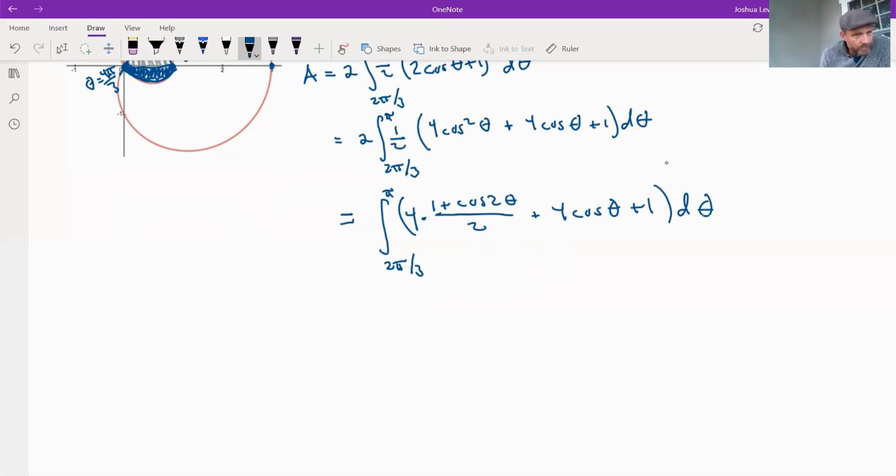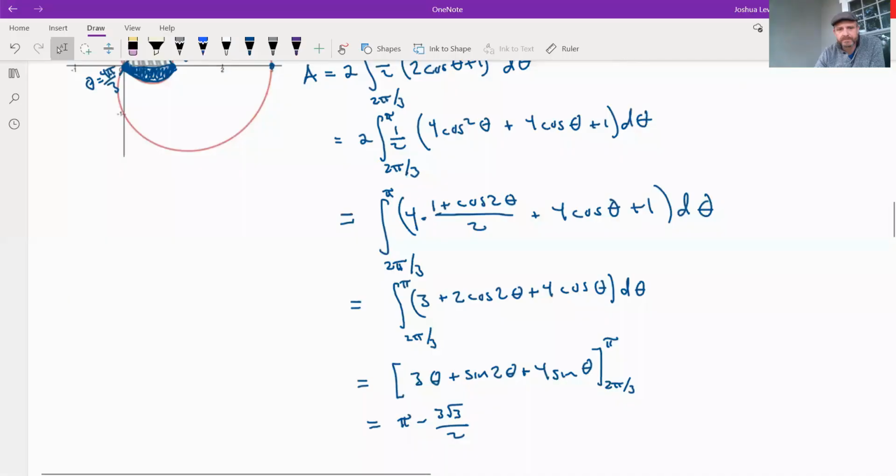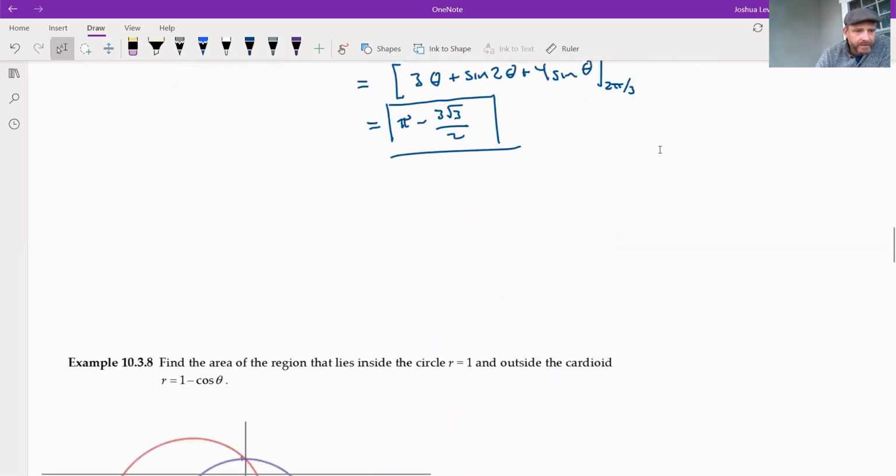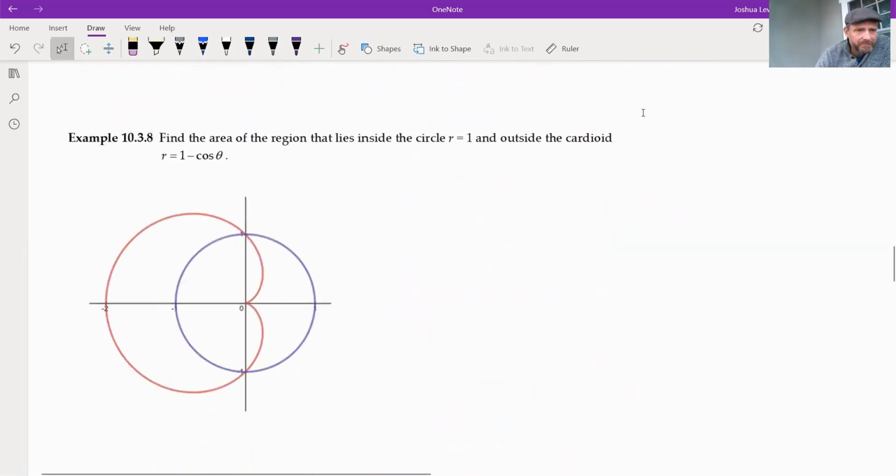And what will we get? Well, this is where I want you to pause it and finish it out. So go ahead and give it a pause and see what you get. All right, so hopefully you went through, did some algebra, and wound up with pi minus 3 root 3 all over 2.